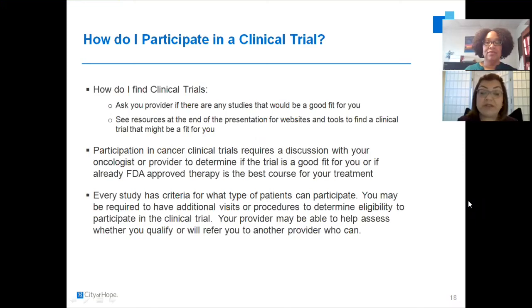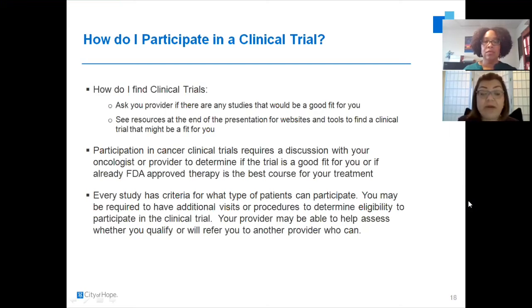Participation in clinical trials requires a discussion with your oncologist or provider to determine if the trial is right for you, and perhaps if there is already an FDA-approved therapy that would be a better course of action for your treatment. Every study has criteria for patients who can participate, meaning that there are certain things that you may or may not have that would make you eligible for the study.